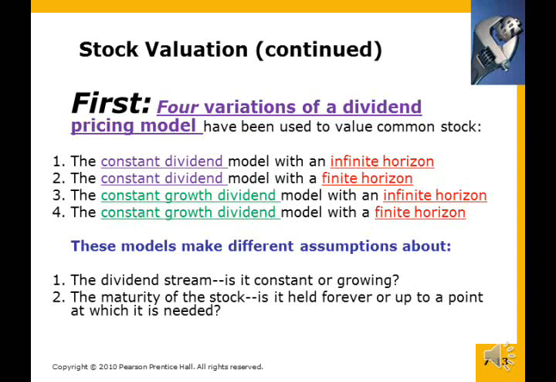So first, the dividend stream: constant or growing. Second, the maturity of the stock: forever, or infinity, or up to a specific point in time. I am an investor who will hold this stock forever, or I am an investor who will hold this stock for a specific period of time and after that sell it to another investor. This also makes a difference in the model we will use.